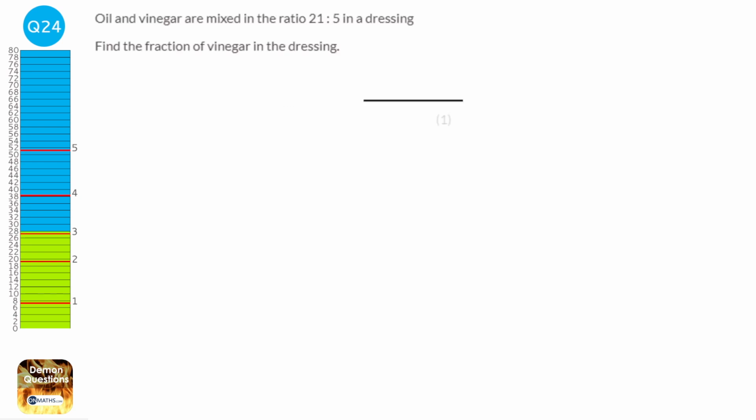So we've got to first of all work out how many parts there are altogether. So oil has 21 parts, vinegar has 5. So altogether there's 21 plus 5, which is 26 parts. Now, how many of those parts are vinegar? Well, vinegar is the second one, so it's going to be this 5. So vinegar has 5 out of the 26 parts, or as a fraction, 5 over 26.